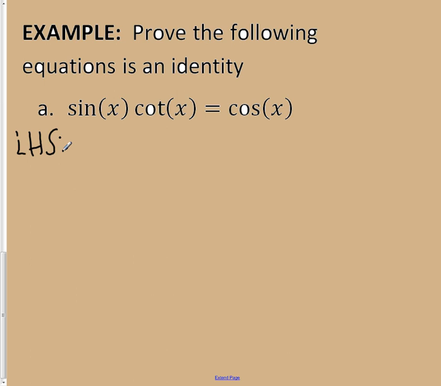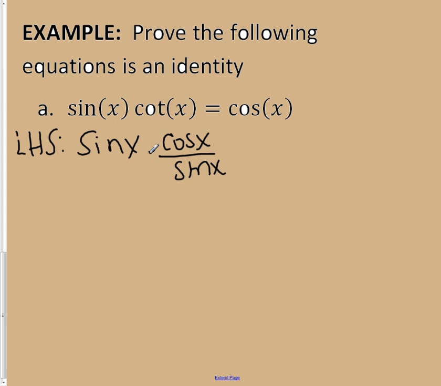So I've got the sine of x, cotangent of x. Well, we know the sine of x isn't going to do much. However, if I turn the cotangent of x in terms of sine and cosine, it will be the cosine of x over the sine of x. And remember, this is a multiplication there.